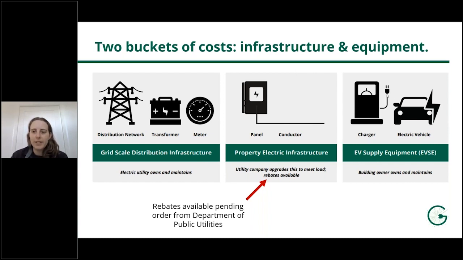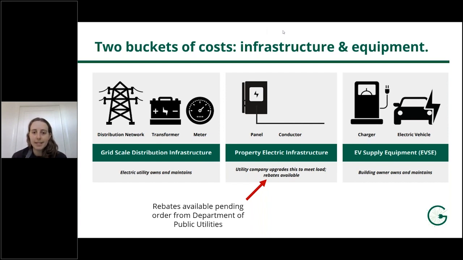Where we start having to think about if we want to install charging in a parking lot or a parking garage, you will likely need to upgrade your property's electrical infrastructure. And this means everything from the panel to the conduit or the conductor that's bringing the charging to the charging pad. And then you have to actually purchase the unit and plug it into that electrical service.